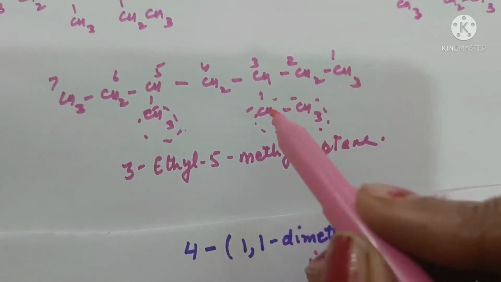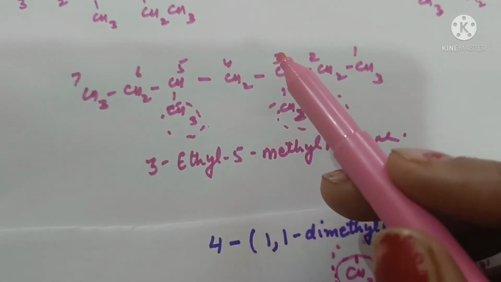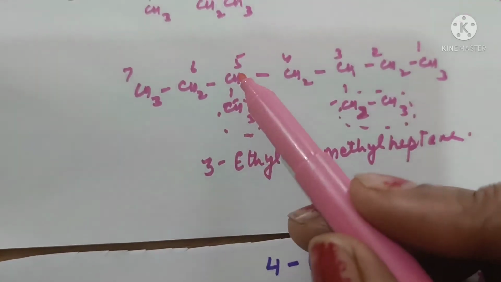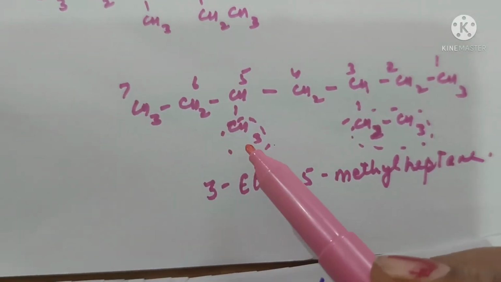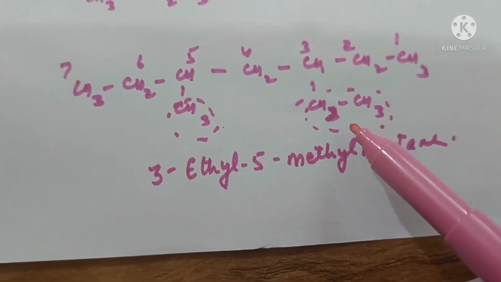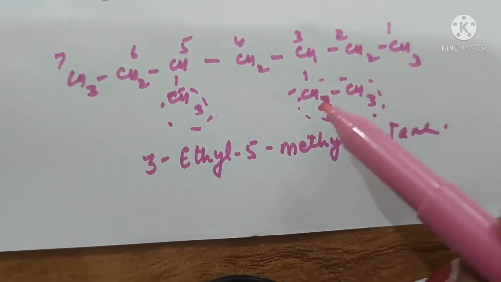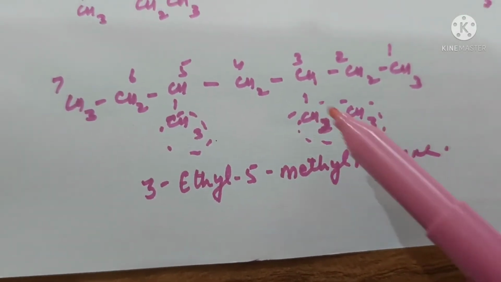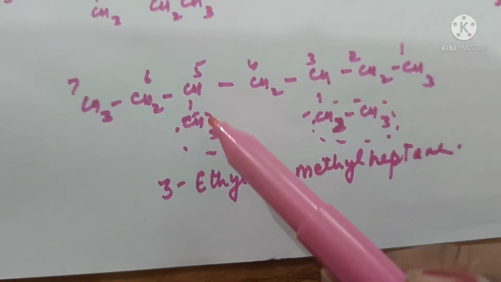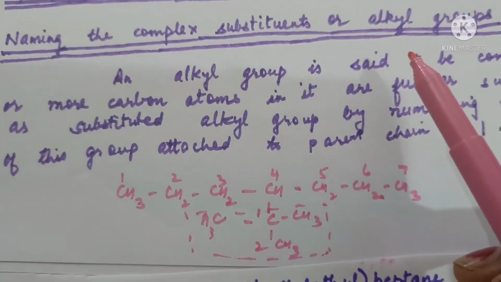In this particular case, we have ethyl group at 3 position and methyl group at 5 position. If we start numbering from this end, then methyl is at 3 position and ethyl will be at 5 position. So because E is placed earlier, this numbering is correct and the name of the compound will be 3-ethyl, 5-methyl heptene.